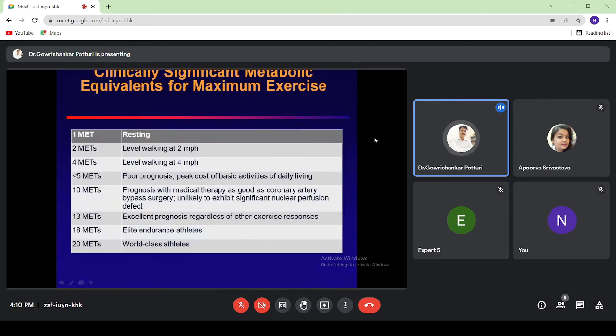Clinically significant: if the patient has 2 METs, level walking at 2 miles per hour; 4 METs, level walking at 4 miles per hour. Less than 5 METs, poor prognosis, peak cost of basic activities of daily living. 10 METs, prognosis with medical therapy as good as coronary artery bypass surgery, unlikely to exhibit significant nuclear perfusion defect. If the patient is able to do 13 METs, excellent prognosis regardless of other exercise responses. 18 METs, elite endurance athletes. 20 METs, world-class athletes.